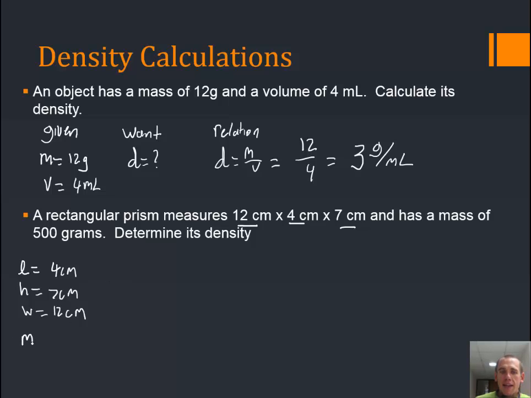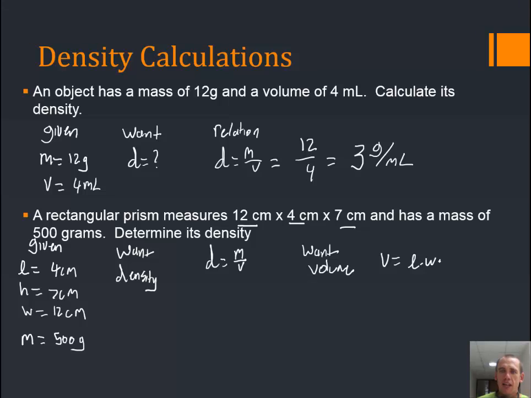And we're also given a mass of 500 grams. So this is my given information. Now what I want is density. And in order to get density, I need mass divided by volume. But I don't have a volume. I have a length, width, and a height. So now I also want volume. And that means I need another relationship, but I have one. Volume equals length times width times height.